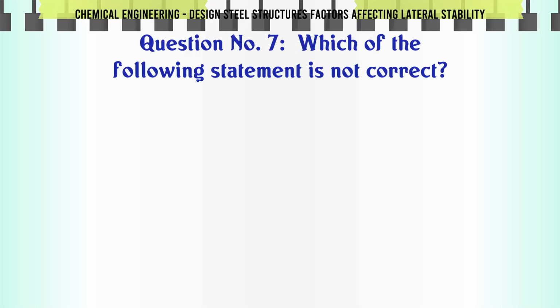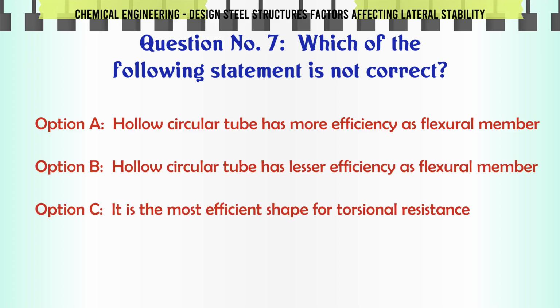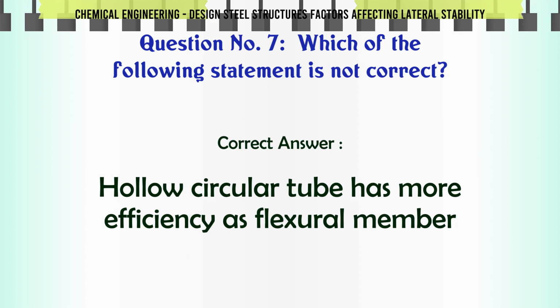Which of the following statements is not correct? A. Hollow circular tube has more efficiency as flexural member, B. Hollow circular tube has lesser efficiency as flexural member, C. It is the most efficient shape for torsional resistance, D. It is rarely used as a beam element. The correct answer is hollow circular tube has more efficiency as flexural member.